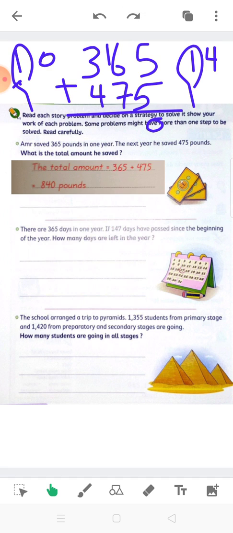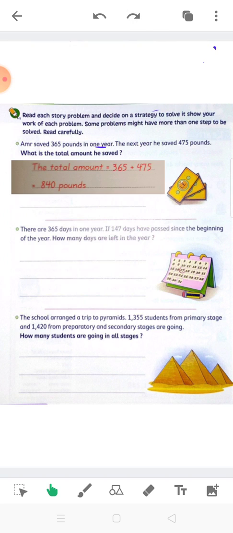Again, what do we have here? Look here, 4. We write 4 down and 1 in the balloon to the next door. Okay, 1 plus 3 equals 4. 4 plus 4 equals 8. So the answer will be 840. So the answer will be 840 pounds. Okay, let's clean this.